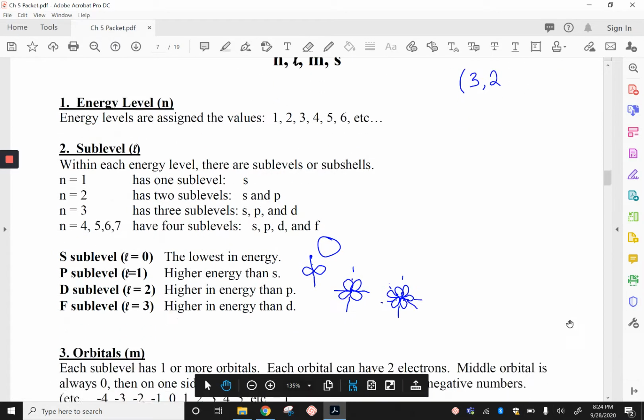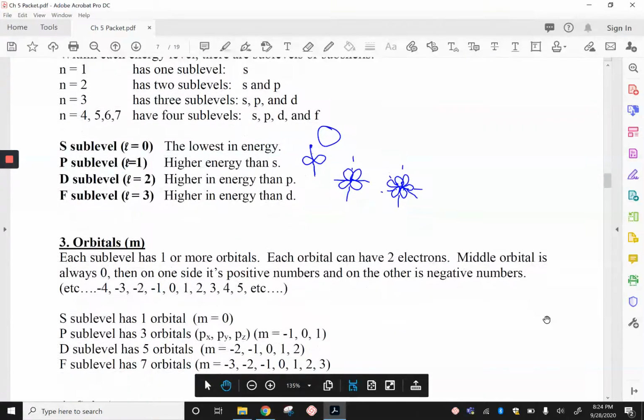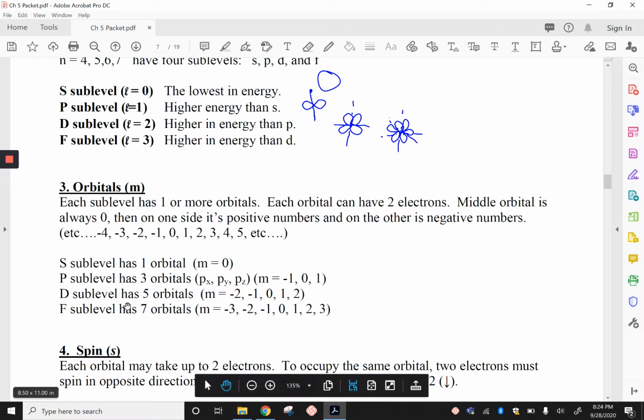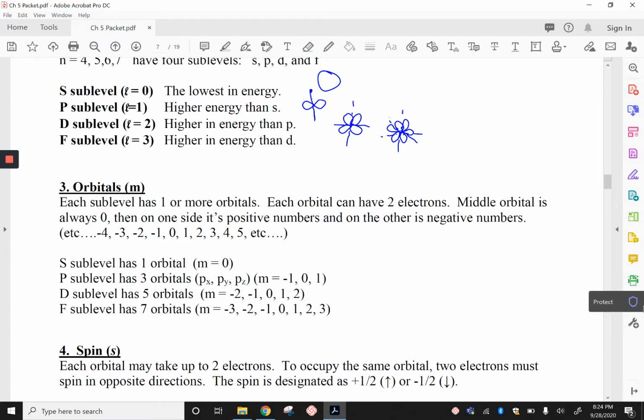Okay, next is the orbital. So you know that within energy levels there are sublevels. Within sublevels we have orbitals. You know that s has 1 orbital, p has 3, d has 5, and f has 7. And the way they get a number is you treat them as if these orbitals are a number line. So there's your s, just has 1. There's the p, has 3. d has 5, and f has 7. This is s, p, d, and f.